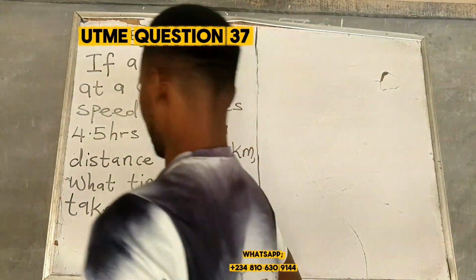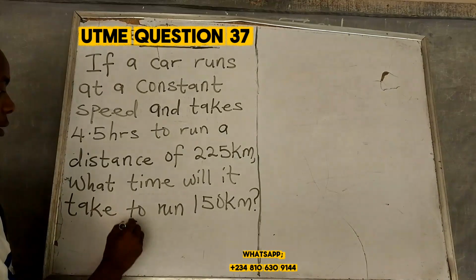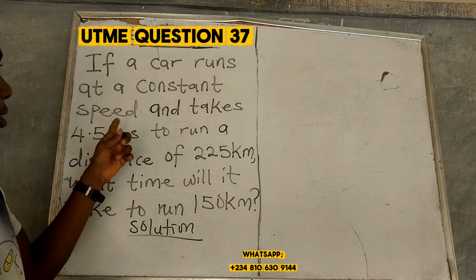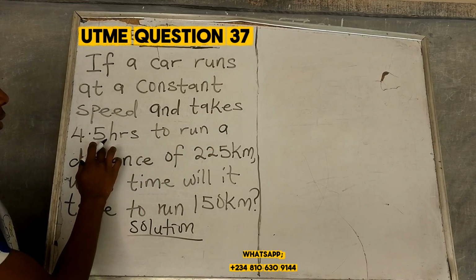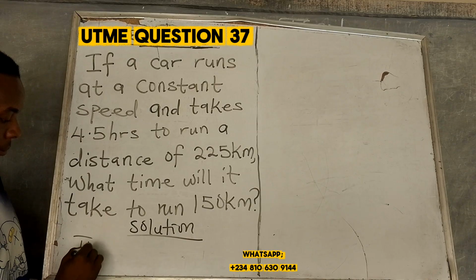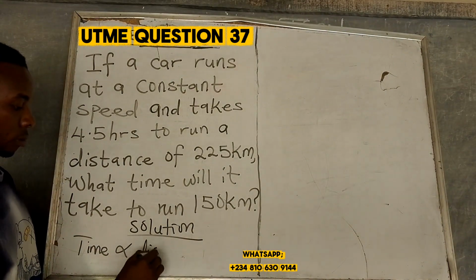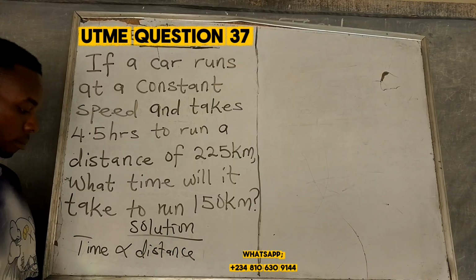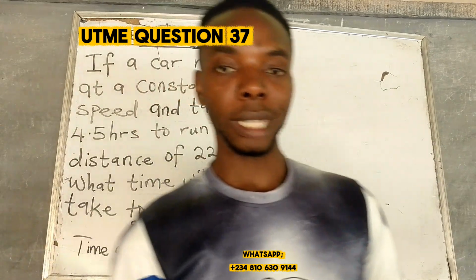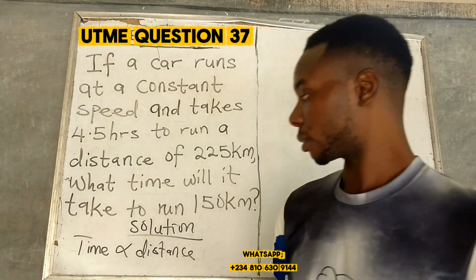Let's move to action immediately. Let me write the proportionality sign here. Remember, since it's constant speed, the time is directly proportional to the distance. So you say time is directly proportional to distance, because it maintains constant speed as the car moves, right?